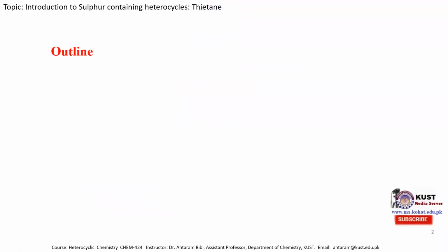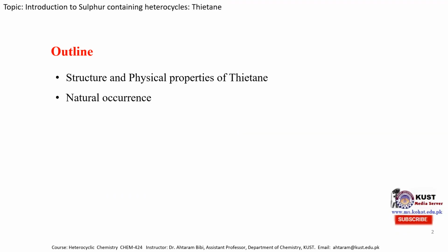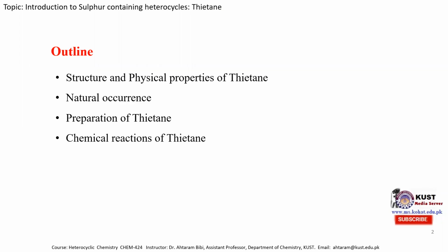The outline of today's lecture includes the structure and physical properties of Thietane. We'll discuss the natural occurrence of the 4-member saturated heterocycle Thietane. And we'll discuss various synthetic methods of Thietane, that is, how we can synthesize Thietane in the laboratory by various chemical reactions. And at the end, I will discuss the chemical reactions of the Thietane molecule.